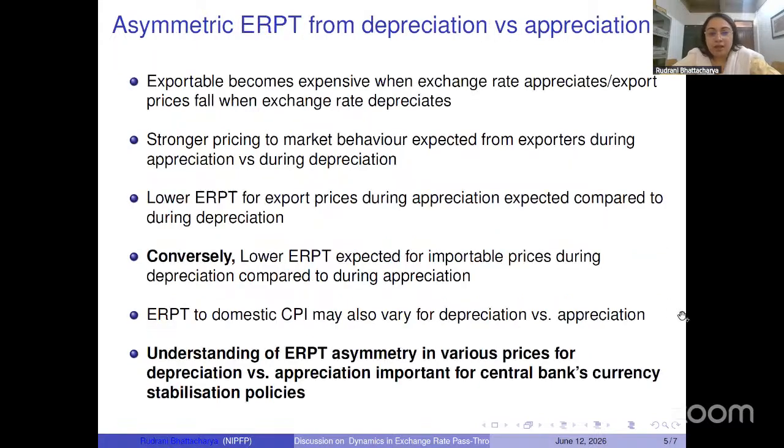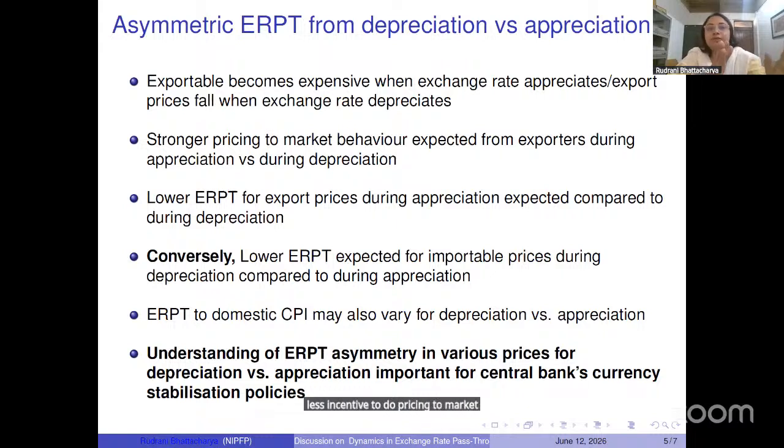Next slide, please. The other thing I would like to focus on is that the degree of ERPT might depend on whether it's an appreciation or a depreciation, when we are looking at the different types of prices, like export, import, and domestic prices. For export prices, when there is a depreciation, the exportables become cheaper. So the exporters have less incentive to pass it through. What I'm trying to say is that they have less incentive to do pricing to market.